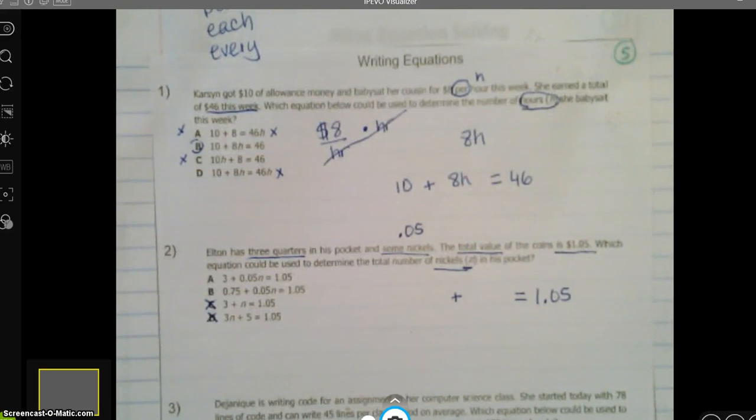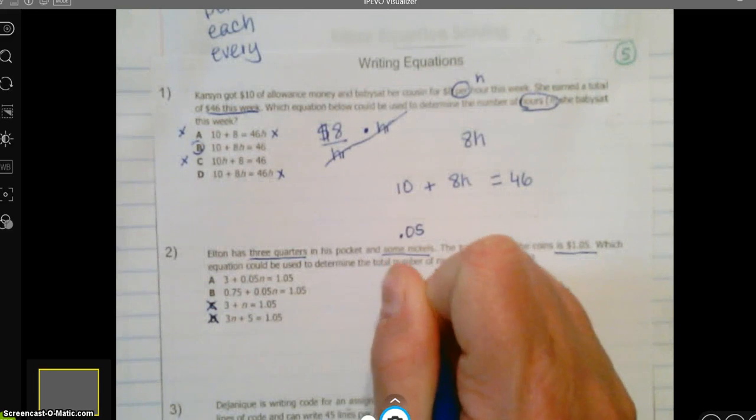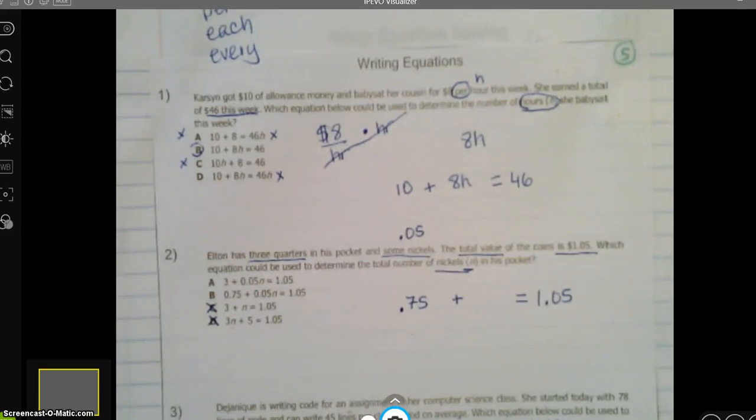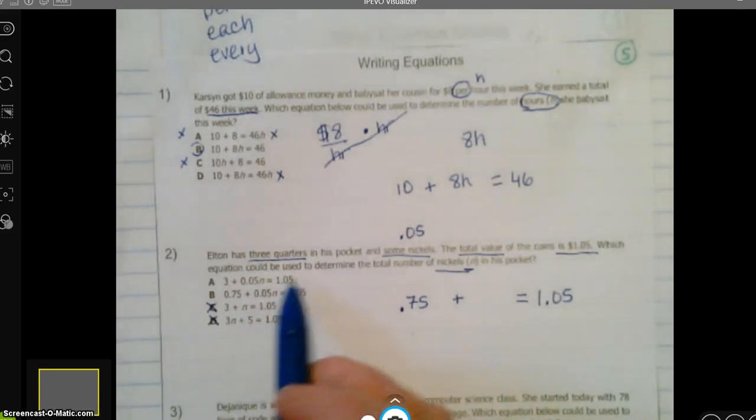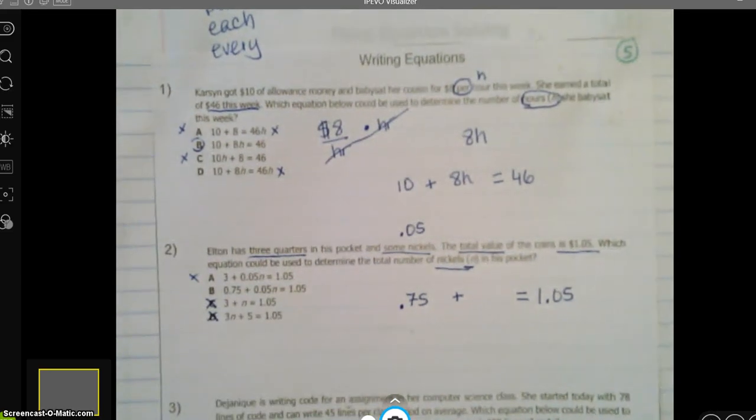But what do we know about the quarters? We know that there are 3 of them, right? So how much is 3 quarters going to be? Right, isn't that 75 cents? So right now, this one doesn't look good to me. I think it's going to be B.